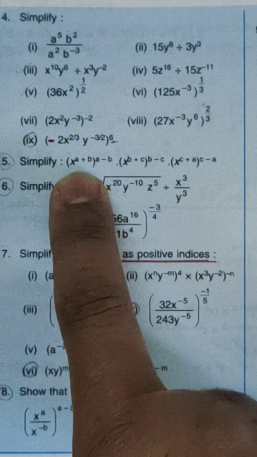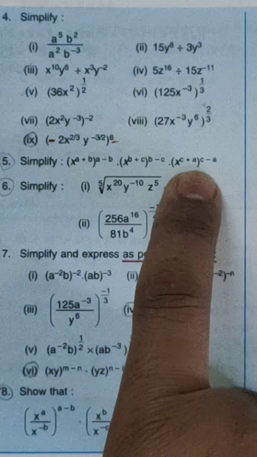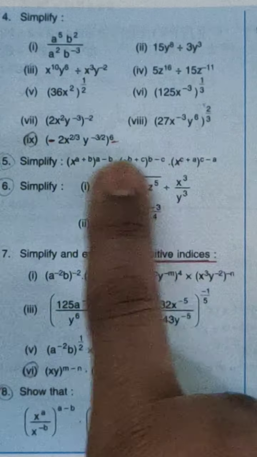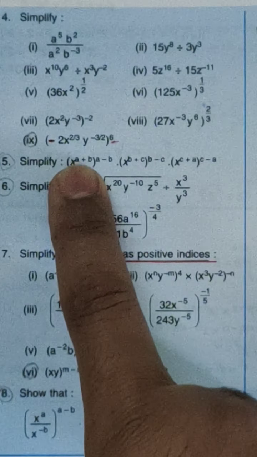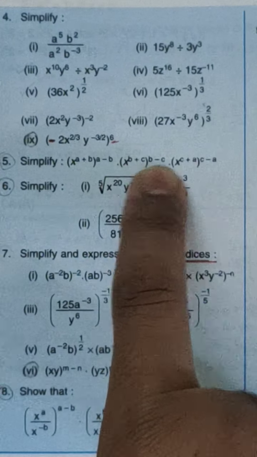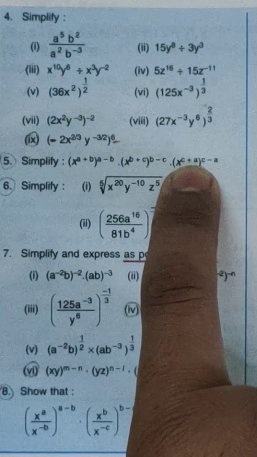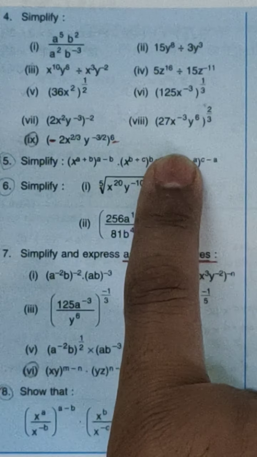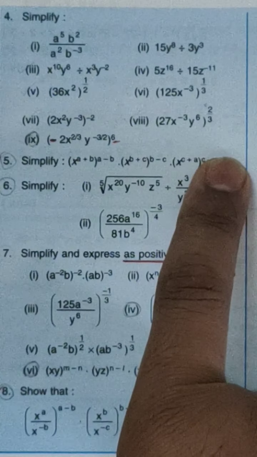Because all the bases are the same, which is x, we can add all the powers. It will become x to the power of a square minus b square plus b square minus c square plus c square minus a square. So everything will get cancelled and we will get x to the power of 0, which is equal to 1.